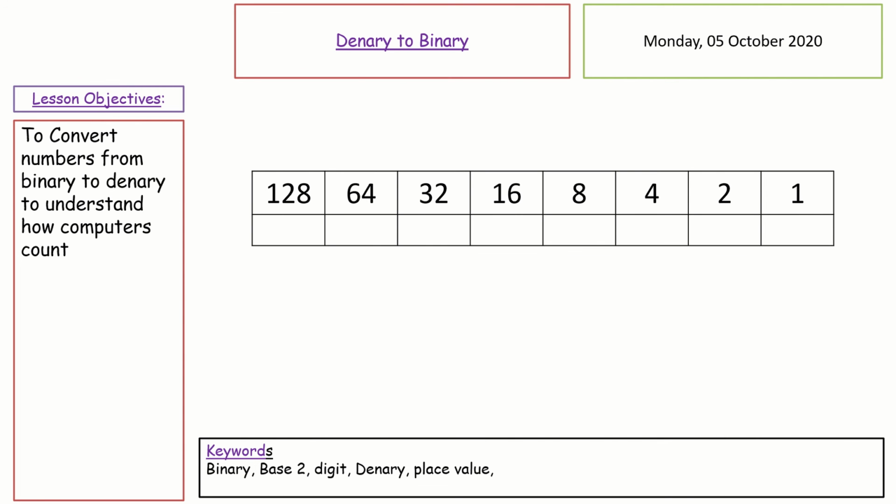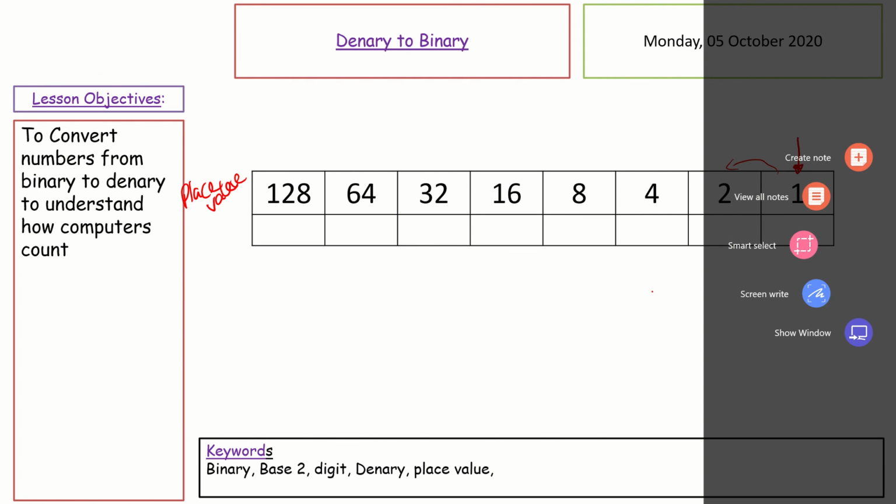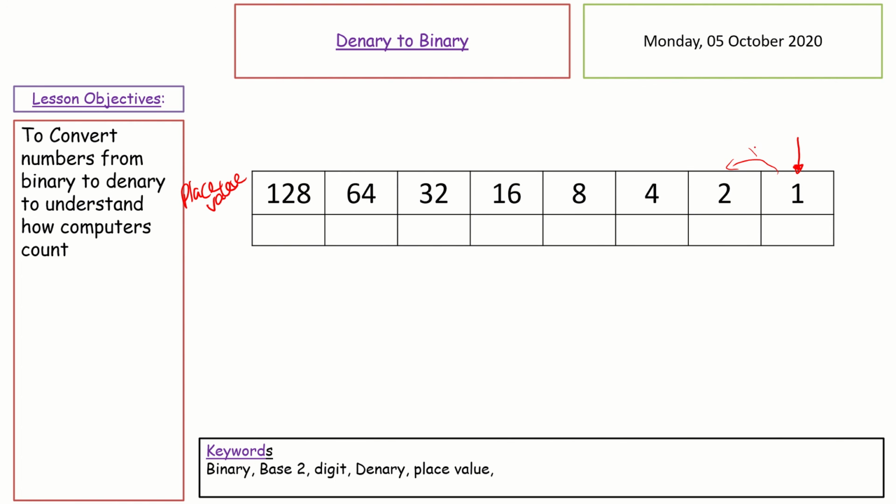Now, the first thing we need to work out, which is the same thing as in normal maths, is our place value. That's going to tell us what each column, each 1 and 0, is worth. Like in normal maths, we always start on the right hand side with the 1s. But because it's a base 2 system, rather than multiplying by 10 to work out our next place value, we multiply by 2 each time.